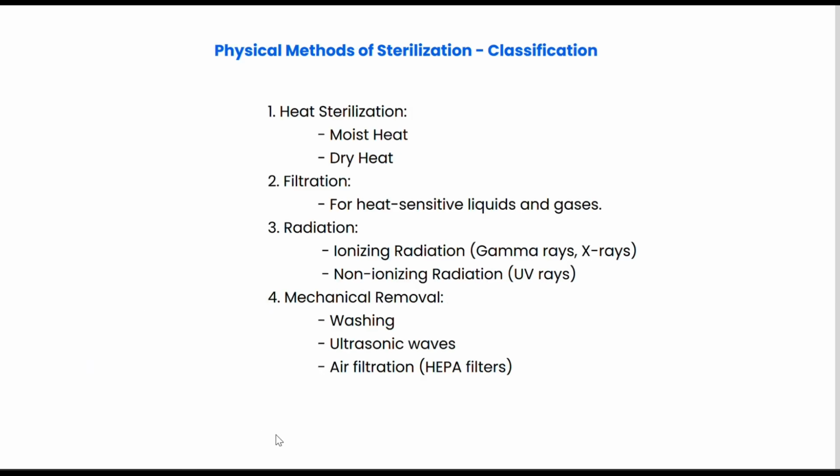Physical methods can be divided into four major categories. First, heat sterilization, which is most reliable and widely used. Second, filtration, for when heat would destroy the material, like vaccines. Third, radiation, which can sterilize even packaged material. And fourth, mechanical removal methods like washing and filtration systems. Let's start with heat, the most common method.